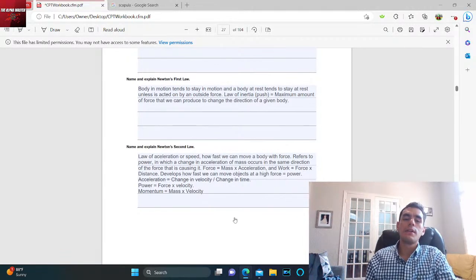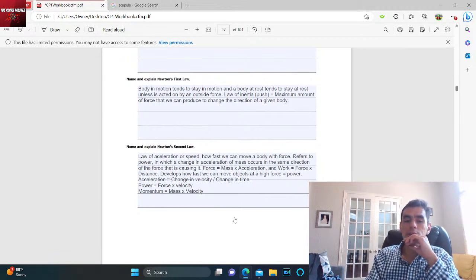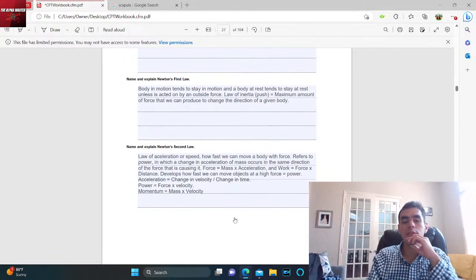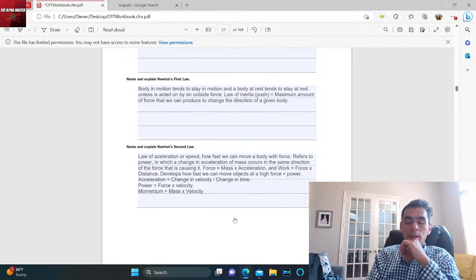Acceleration is going to be change in velocity divided by the change in time. That's acceleration defined. The higher the change in velocity, the higher the acceleration is going to be, and the lower the change in time, the higher the acceleration. Acceleration is change in velocity divided by change in time.